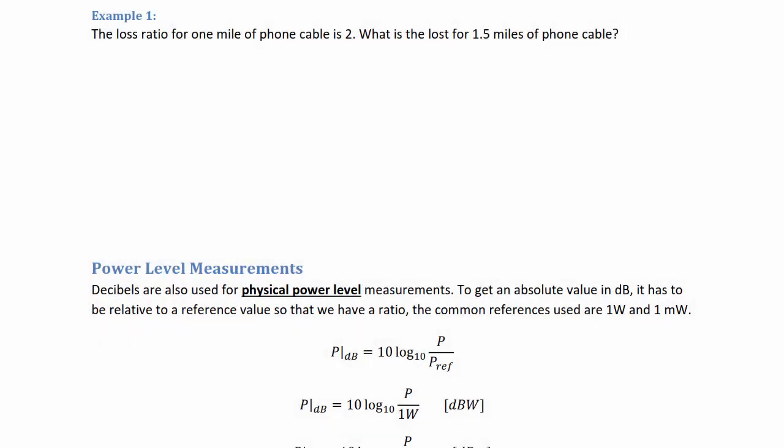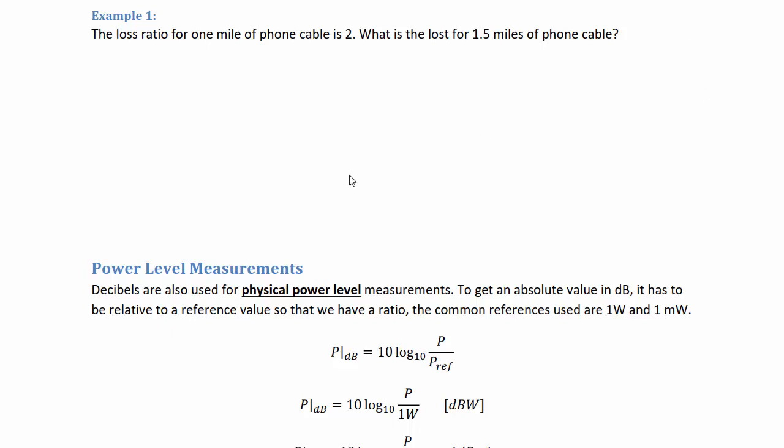Example 1. The loss ratio for 1 mile of phone cable is 2. What is the loss for 1.5 miles of phone cable? So here's an example where we can see the benefits of doing these calculations with decibels, because it's very hard to quantify what a loss of 1.5 miles would be in absolute terms.